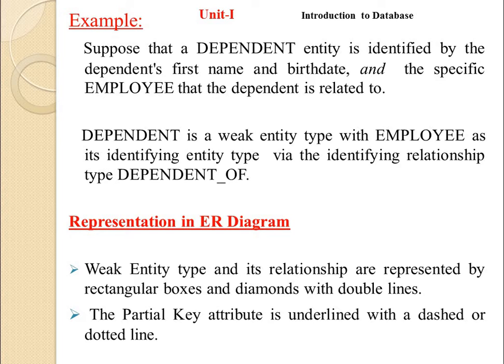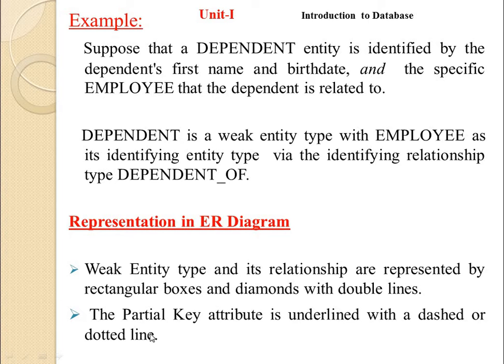Now, how is the weak entity represented in the ER diagram? To represent the weak entity in the ER diagram, the weak entity and its relationship are represented by a rectangular box and a diamond with double lines. So the relationship which the weak entity connects to is represented by the diamond with double lines. This is the first important point to note about how it is represented in the ER diagram. Secondly, the partial key attribute is underlined with a dashed or dotted line.